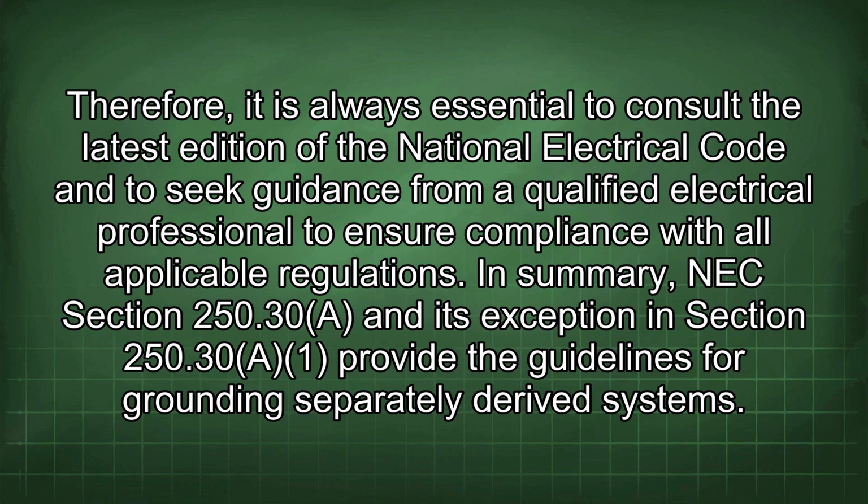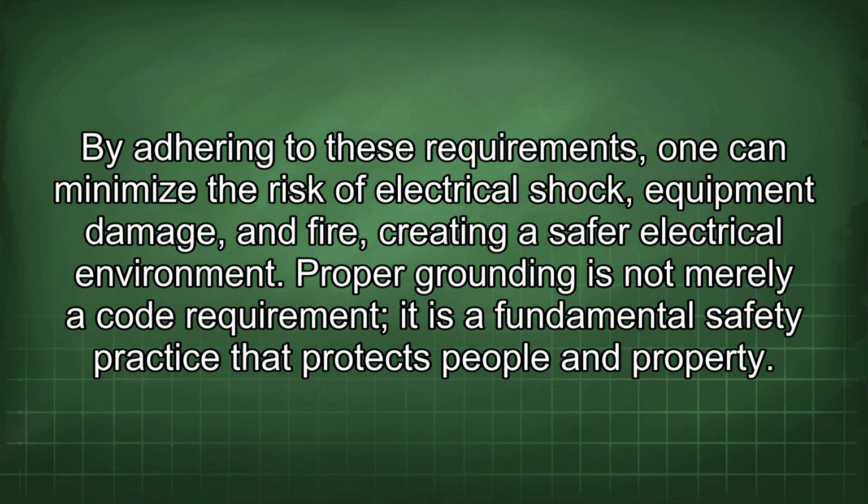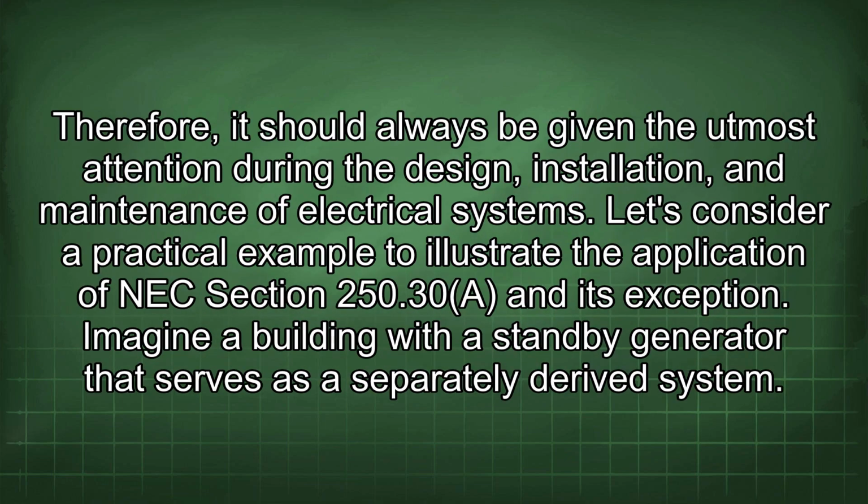In summary, NEC Section 250.30 and its exception in Section 250.30(A) provide the guidelines for grounding separately derived systems. By adhering to these requirements, one can minimize the risk of electrical shock, equipment damage, and fire, creating a safer electrical environment. Proper grounding is not merely a code requirement, it is a fundamental safety practice that protects people and property. Therefore, it should always be given the utmost attention during the design, installation, and maintenance of electrical systems.